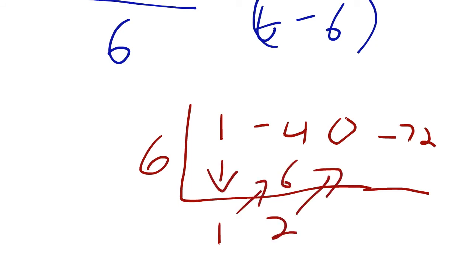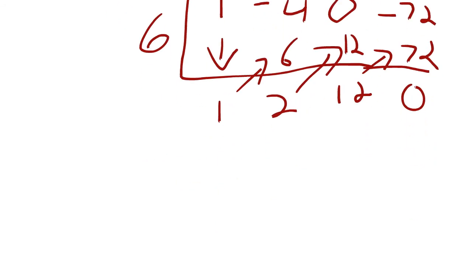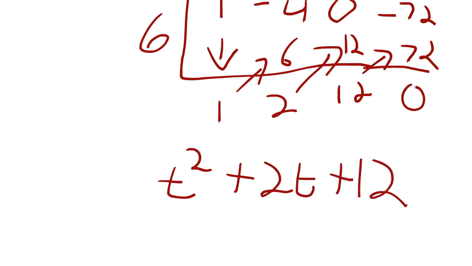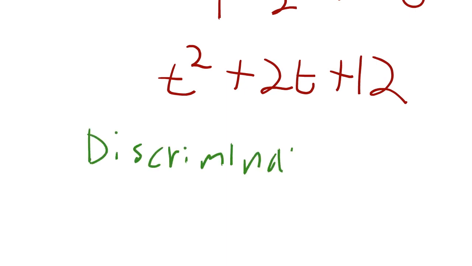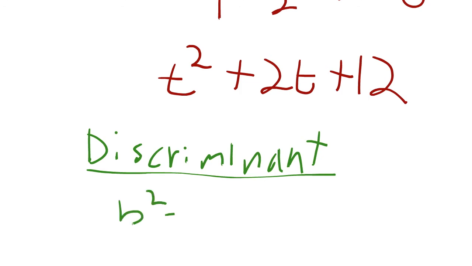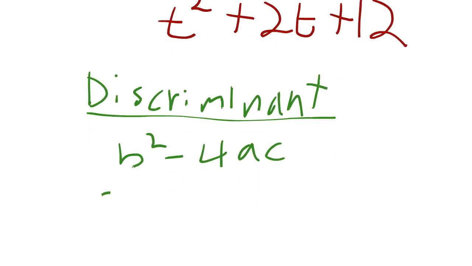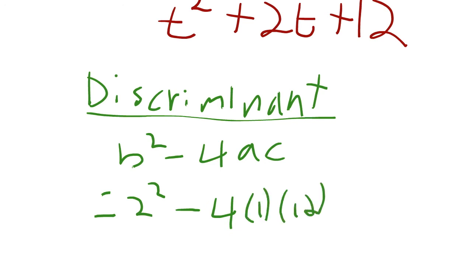So after I'm done solving, I'll get the remainder as 0. Now I'm going to write my quotient as a quadratic. My quadratic is going to be t squared plus 2t plus 12. Now before I factor, I'm going to see if this quadratic even has roots. So I'm going to use the discriminant, which is b squared minus 4ac. Now I'm going to plug in my values, and then I'm going to solve, and I'll get -44. And that means that there are no roots.